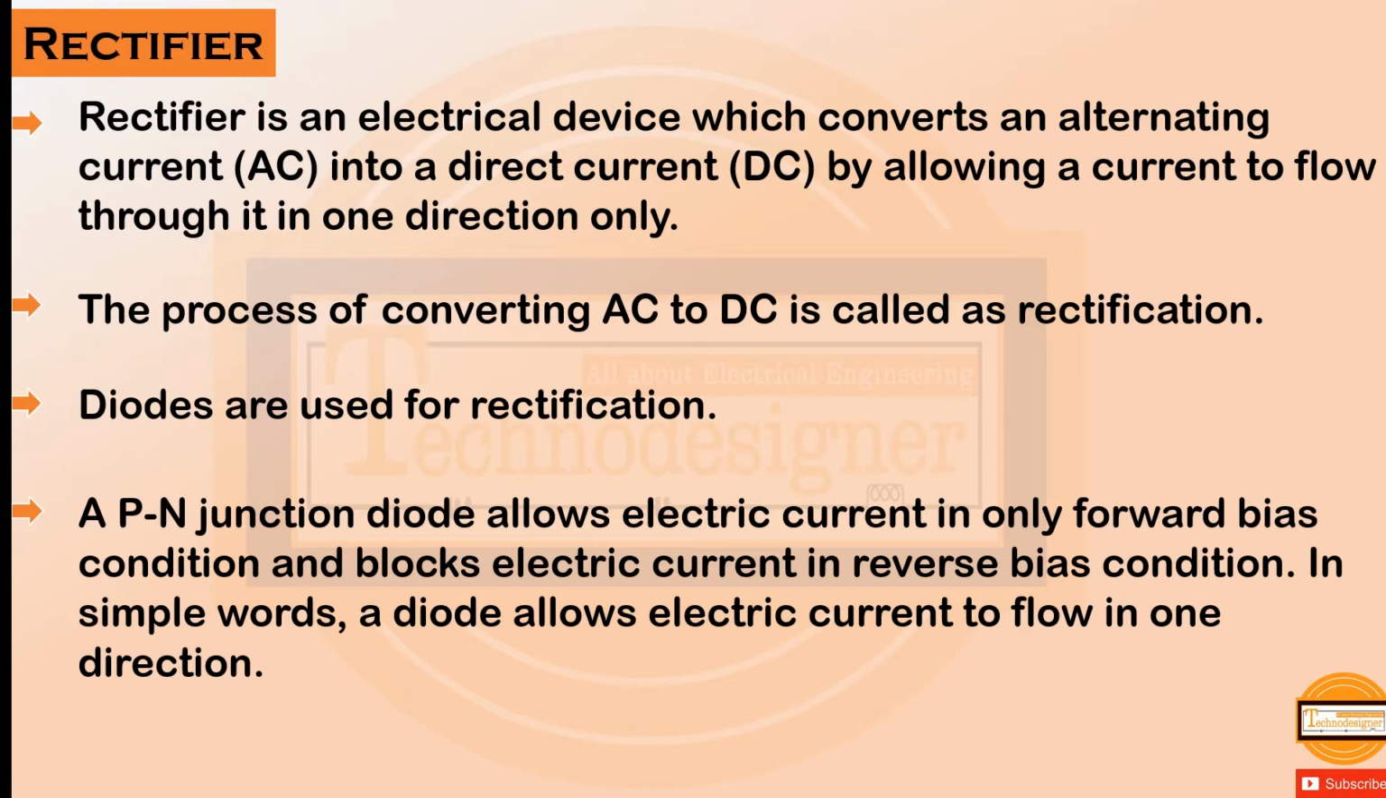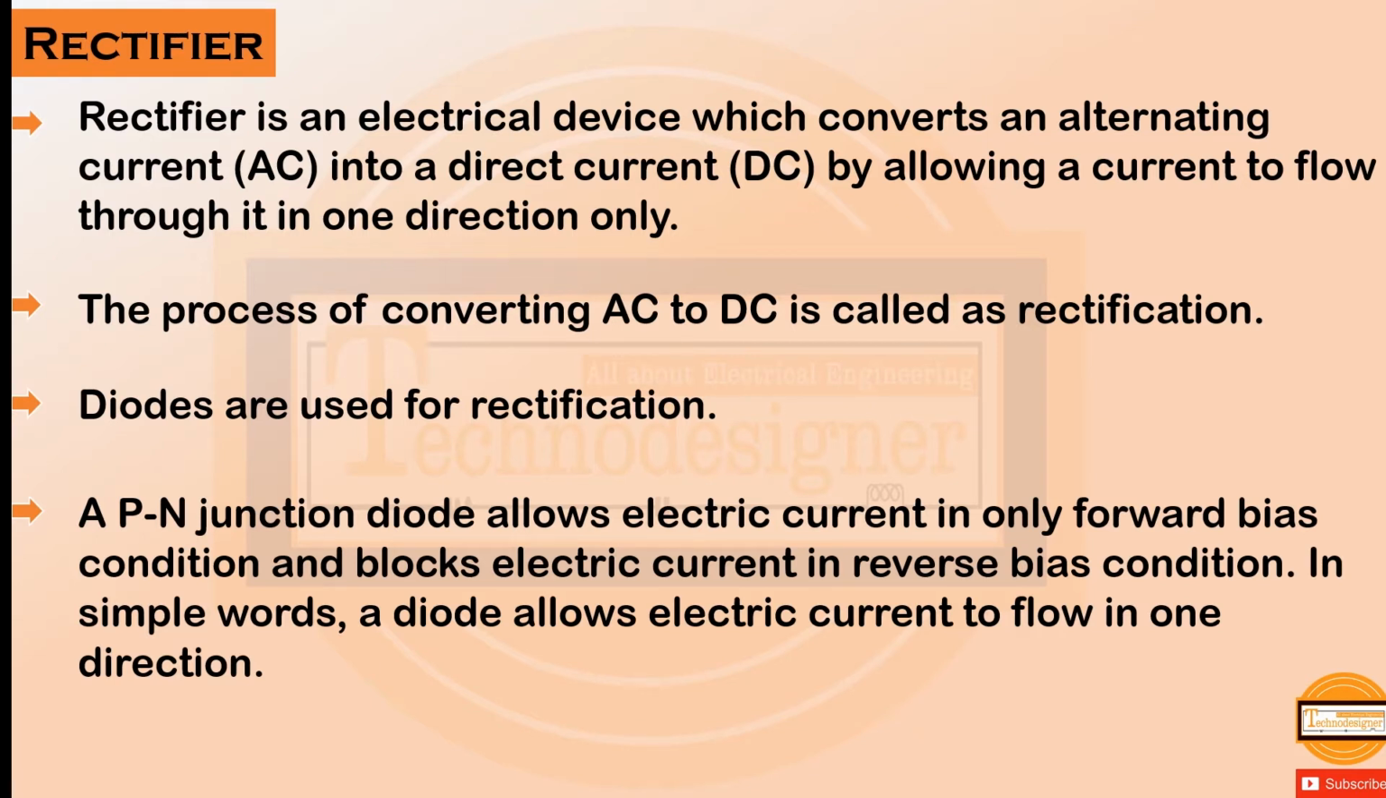A rectifier is an electrical device which converts an alternating current into a direct current by allowing a current to flow through it in one direction only. The process of converting AC to DC is called rectification. Diodes are used for rectification.